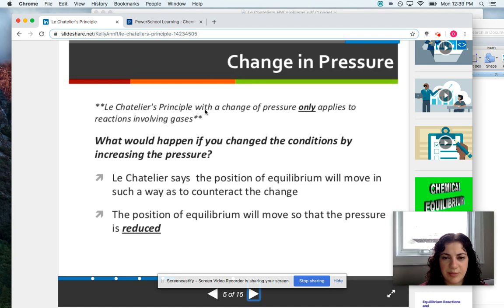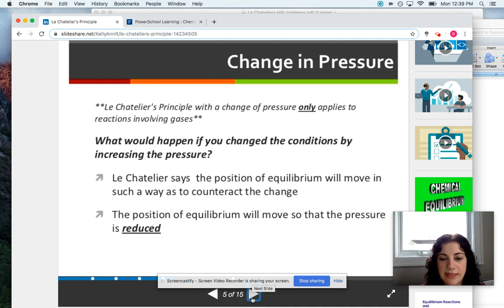Le Chatelier's principle with a change of pressure only applies when you've got reactions involving gases, okay? So what would happen if you change the conditions by increasing pressure? So let's think about this. When you're increasing the pressure, the goal would be to alleviate that pressure, right?